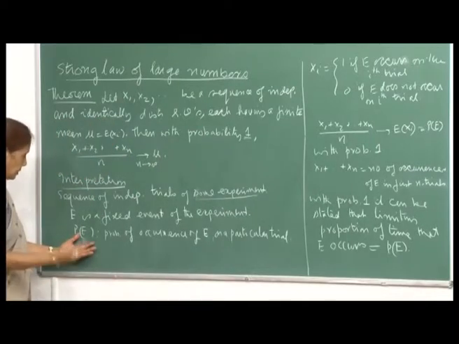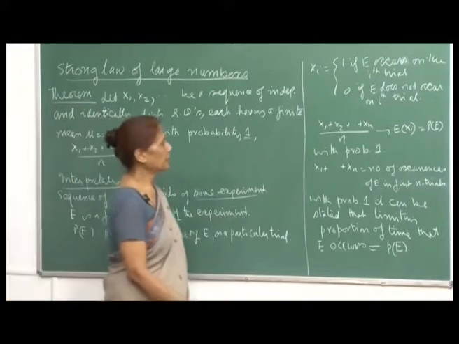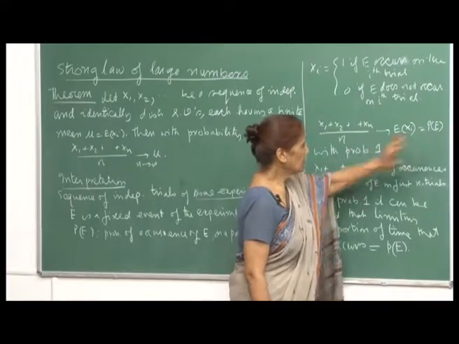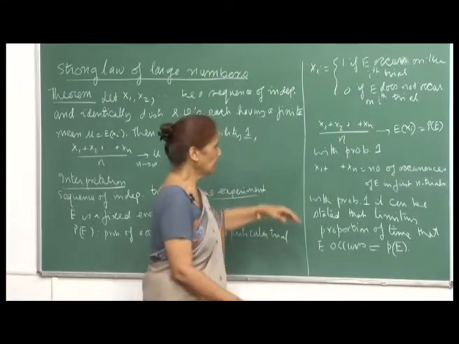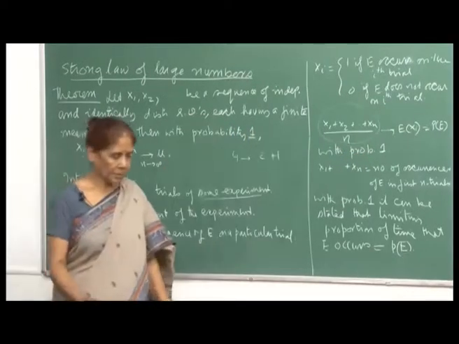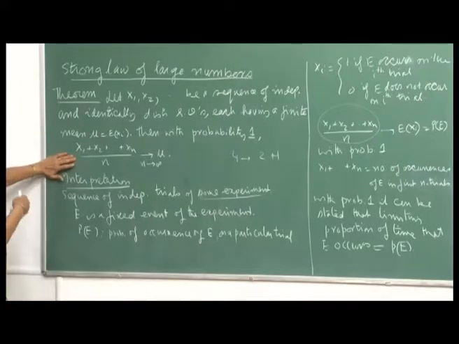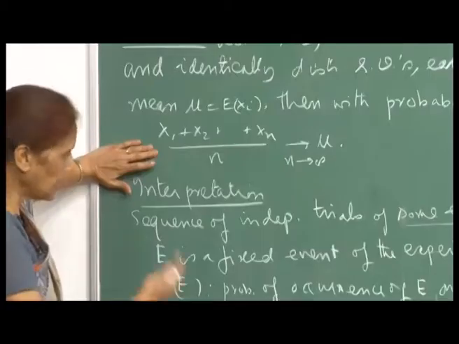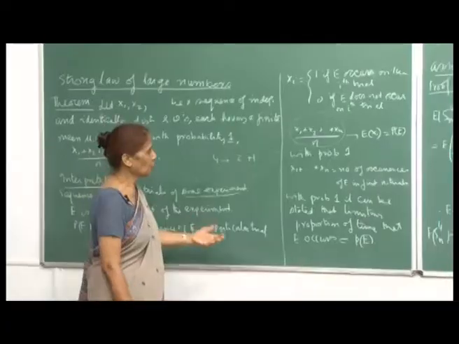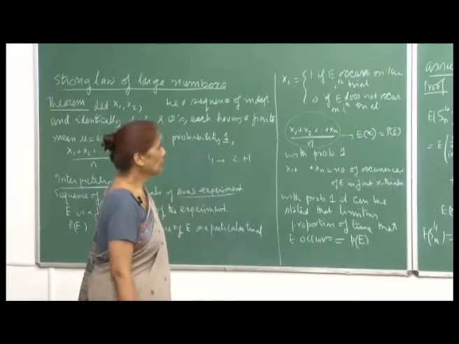I have denoted P(E) as the probability of occurrence of E, and so this ratio will converge to E[X_i], which is the probability of E, and this is with probability 1. So, this is a certain event. This is an interesting interpretation, and therefore the strong law of large numbers reinforces our concept of the way we had defined probability through relative frequency.